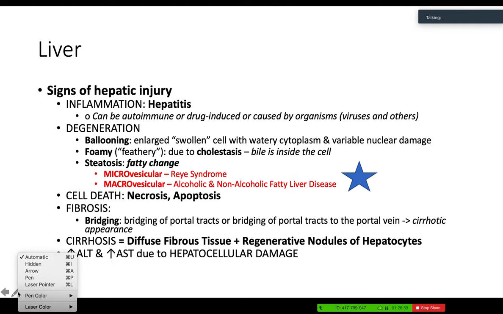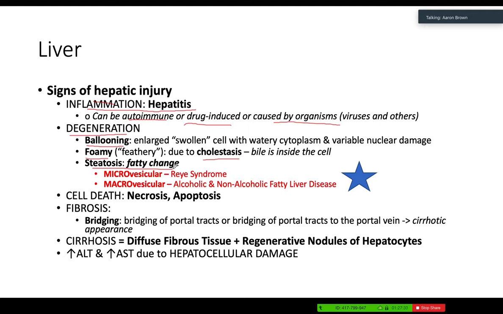Okay, so for our liver, an inflammation of our liver we consider hepatitis. This can be due to autoimmune hepatitis, drug-induced hepatitis, organisms can cause hepatitis, alcohol, I guess, falls under drugs, but a lot of different ways to have that inflammation of our liver. Our liver may have some degeneration with some ballooning seen on histology, foamy due to cholestasis, or steatosis, fatty change of the liver. The USMLE wants you to know this difference between microvesicular fatty change and macrovesicular fatty change. This is just one of those memorization kind of things, unfortunately.